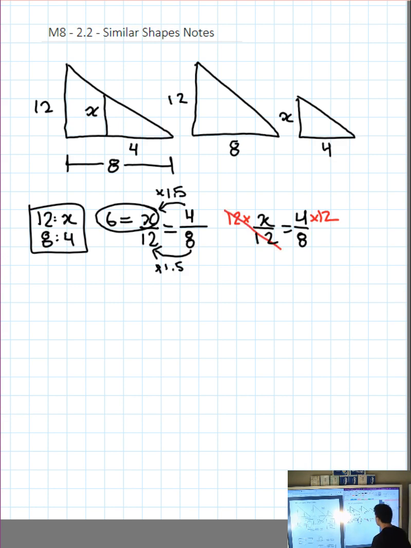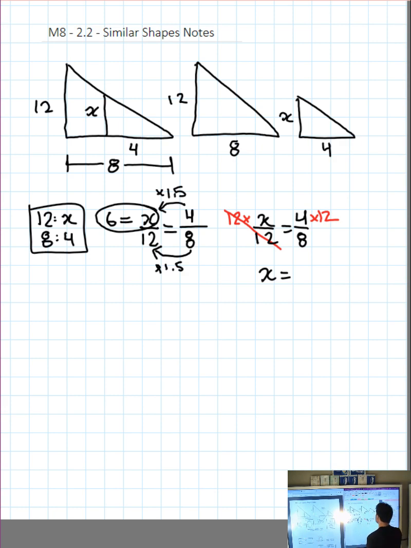12 divided by 12 is 1, therefore x equals, now I could take 4 and I could times it by 12 and I could get 48, then I could divide it by 6 and get... 4 times 12 is 48. I could divide it by 8 and get 6. But I'm going to do a process called cross-canceling. We're going to learn a little bit later in fractions.